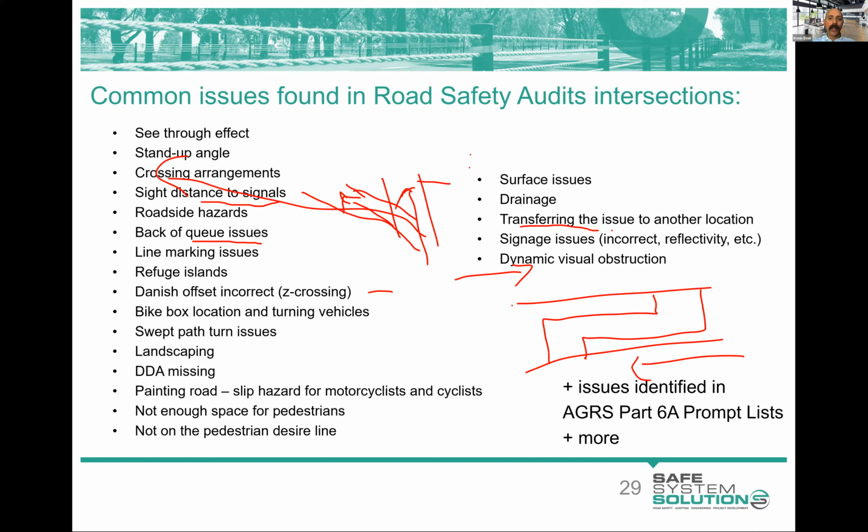Transferring an issue to another location, I think, is another important one. So we can be very focused on the particular intersection we're dealing with and restricting turns and the like, and it improves safety at that location. But of course, people will make their own way to where they want to go, and we may transfer the issue. How far and wide do you go with that? There's no definition. There's no rigid way to do that. You need to logically think through what this could change.